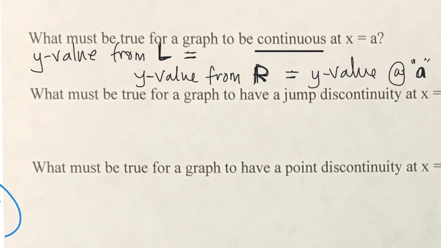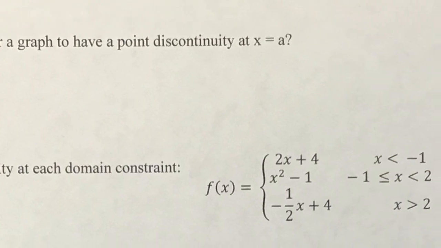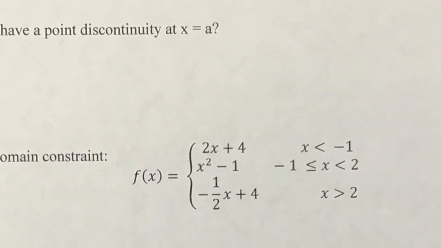Now, remember, this is only going to happen with a piecewise function. We'll talk about how we do this in a second, but this is happening with a piecewise function at your constraint. So we're worried about what's happening at -1, because both of these equations have a -1. And we're worried about what's happening at +2. So that's where we're going to have discontinuities potentially, at the constraints of your piecewise domains.